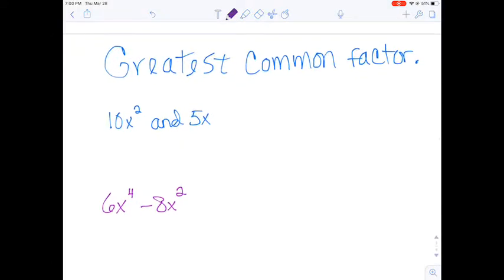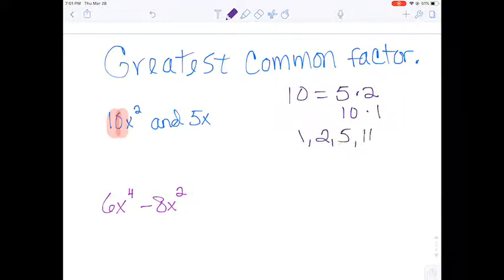When I talk about greatest common factor, you probably did this back in grade school when you were just looking at numbers. Factors are any numbers that multiply up to the given number. So for example, with the number 10 that we have here, 10 is made up of 5 times 2 and 10 times 1. So 1, 2, 5, and 10 are considered factors of 10.